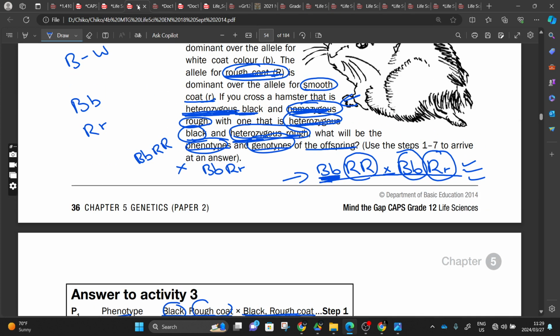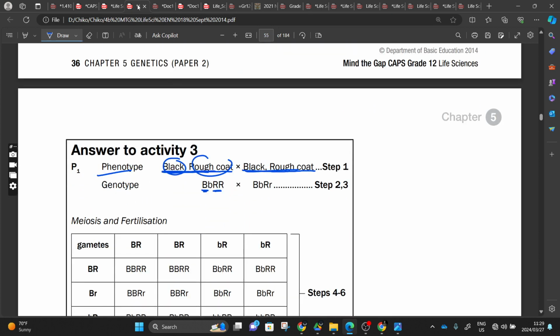Now for my version, I would like you guys to write: a hamster that is heterozygous black and homozygous rough was crossed with a hamster that is heterozygous black and heterozygous rough. So that when you come to the genotype, you won't be mistaken. You'll know that this black is heterozygous and this rough coat is homozygous, and that this black is heterozygous and this rough is also heterozygous.